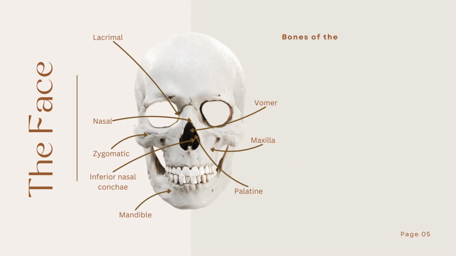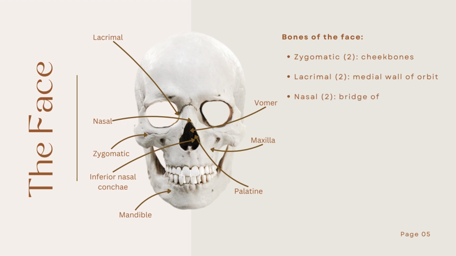So the bones of the face start with the zygomatic, which is paired. These are the cheekbones of the face. Then we have the lacrimal, which are actually the smallest bones of the face, and they form the medial wall of the orbit. Then we have the nasal bones. These form the bridge of the nose, and they're quite thin.